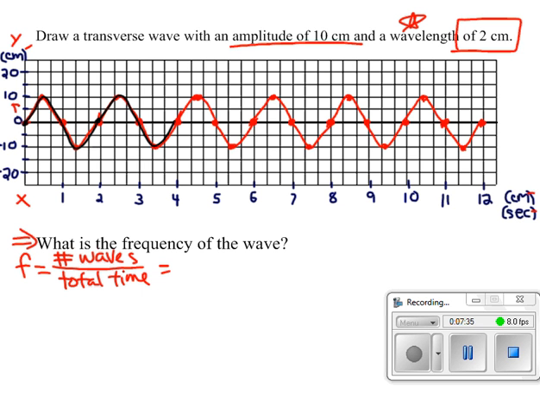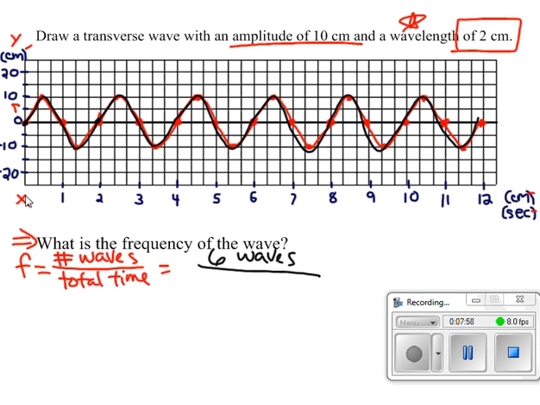That's 2. Up, down, stop. That's 3. Up, down, stop. That's 4. 5, and 6. I have 6 total waves here. So that's the total number of waves that I have.